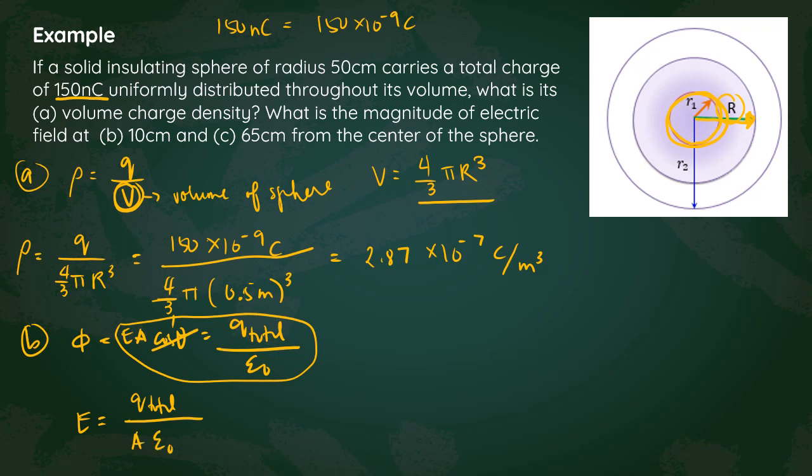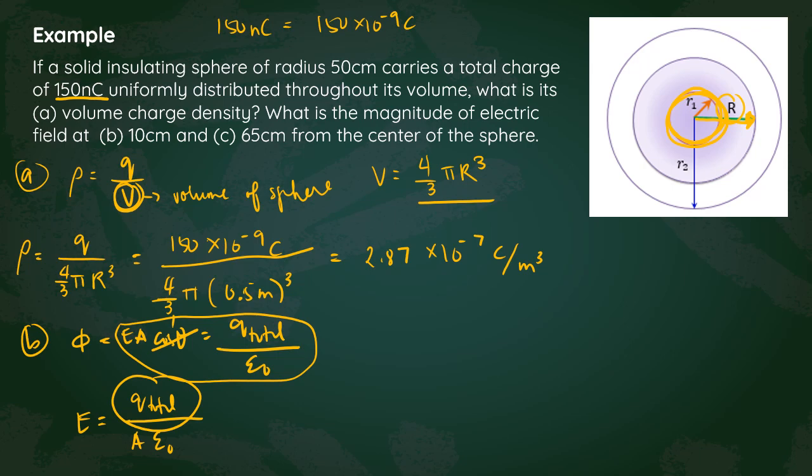Now, the question here is, what is your total charge? As stated, the total charge of the sphere is 150 nanocoulombs. However, the 150 nanocoulombs is distributed all throughout the sphere. But to solve for the electric field at R1, we need only to factor in the charges that are within R1. But good thing we were able to solve for volume charge density.